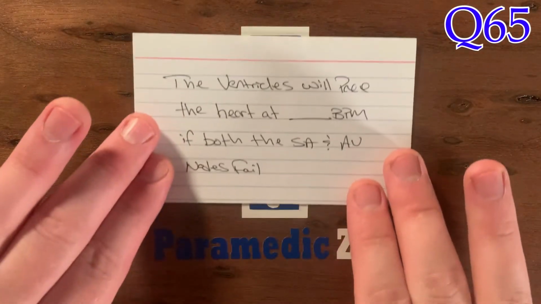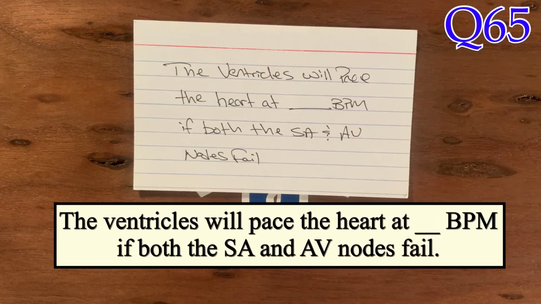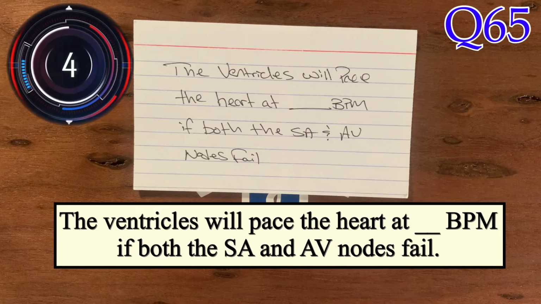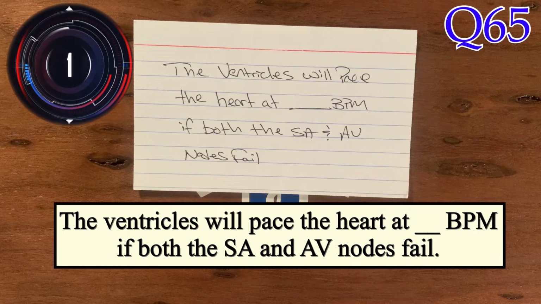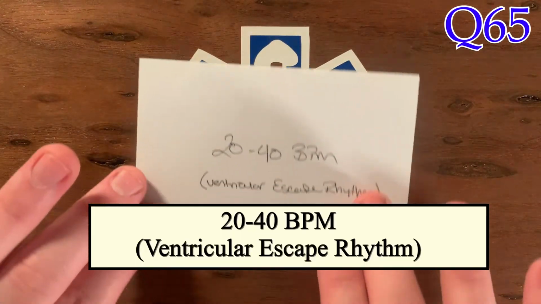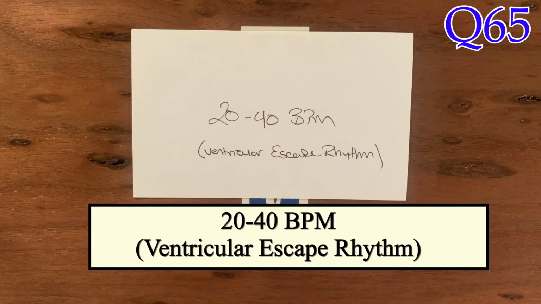The ventricles will pace the heart at blank beats per minute if both the SA and AV nodes fail. So a normal adult heart rate is going to be in the range of 60 to 100. This is going to be controlled by the SA node. If the SA node fails, the AV node will kick in and pace the heart at a rate of 40 to 60. Lastly, if all else fails, the ventricles will take over and pace the heart at a rate of 20 to 40. This is known as a ventricular escape rhythm. Moving on to question 66.